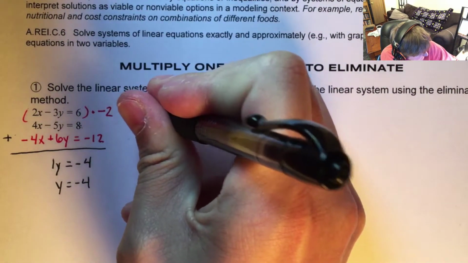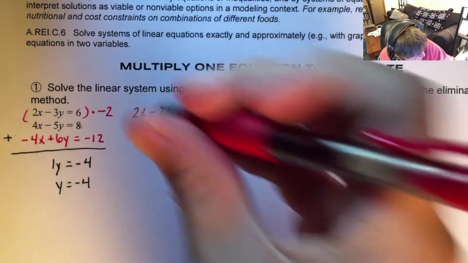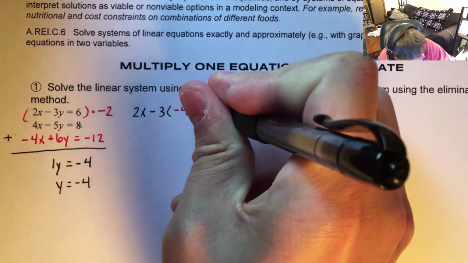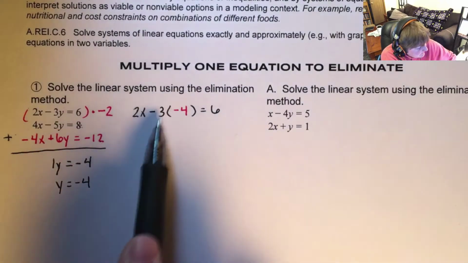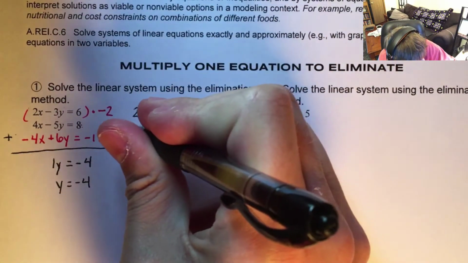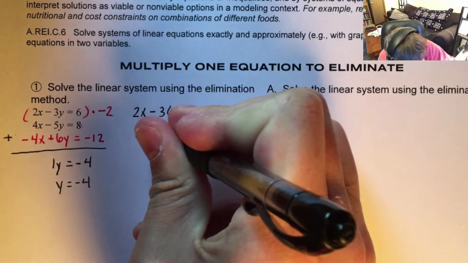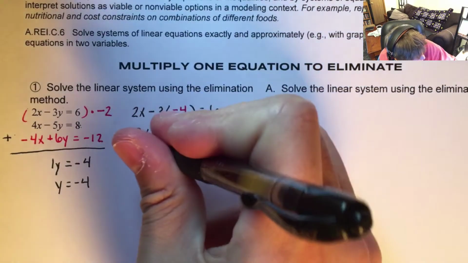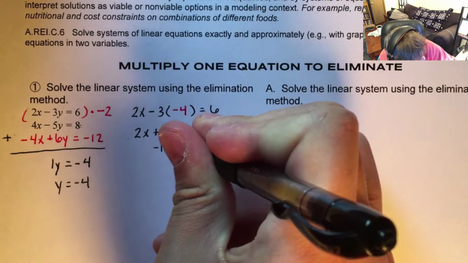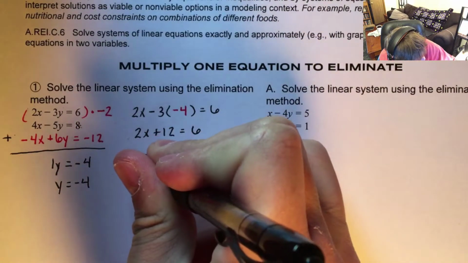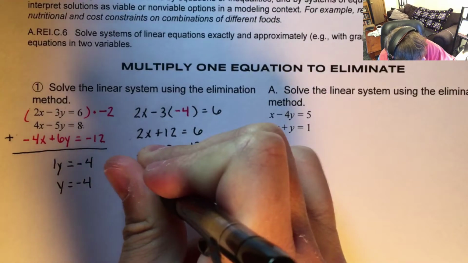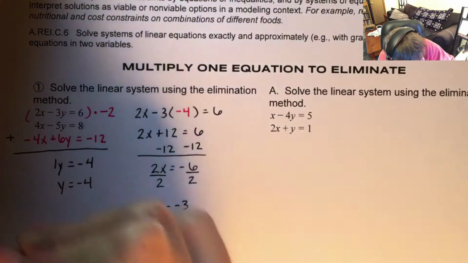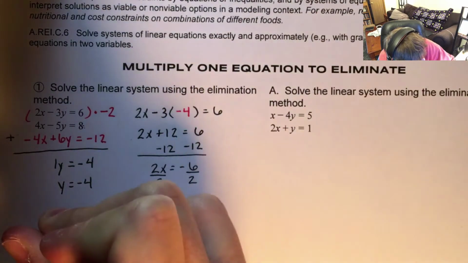So 2x minus 3 times y, which is negative 4, is equal to 6. Okay, so then we have negative 3 times negative 4, so now I get 2x plus 12 is equal to 6. And then I just have to solve by subtracting 12. Okay, 6 minus 12 is negative 6, and then divide by 2. All right, x is negative 3. So I'm pretty confident that my answer is negative 3, negative 4.